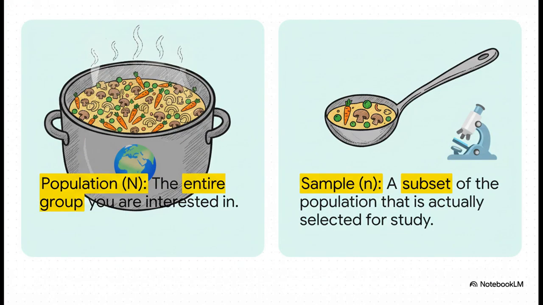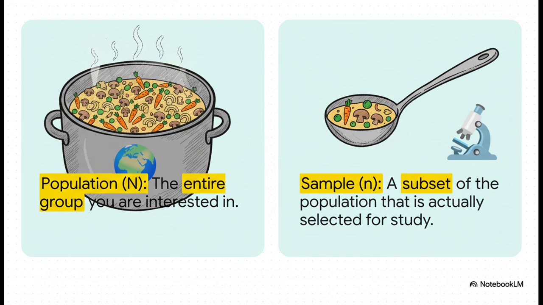First, there's the population. That's the entire group you want to know something about, like, say, every single voter in a country. Now, obviously, we can't talk to everyone, so instead, we study a sample, just a small, manageable group that represents the whole. It's like tasting a giant pot of soup. You don't need to eat the whole thing to know if it's good.